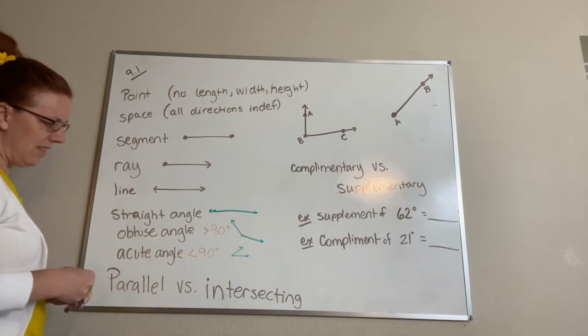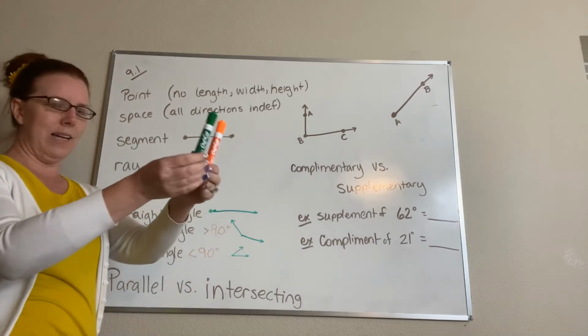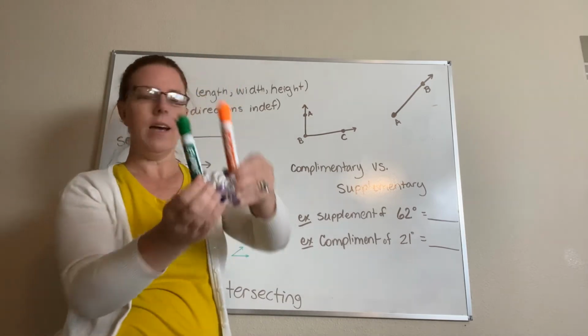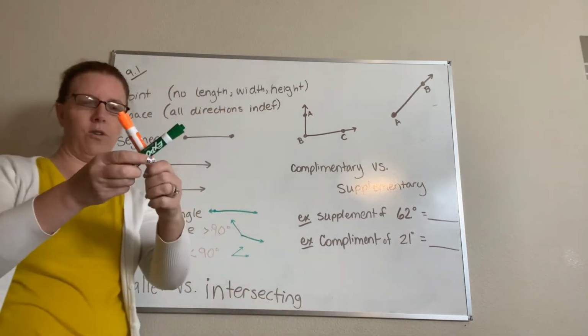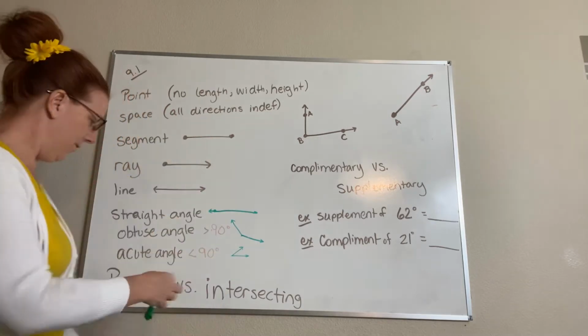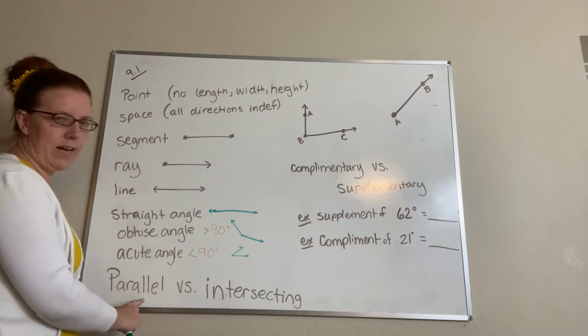Parallel lines are lines that never intersect, like railroad tracks, like this. These are parallel. They never intersect, right? And intersecting lines, of course, touch at some point, and parallel lines will never ever touch. So the difference between parallel and intersecting is these will touch, and these will never touch.